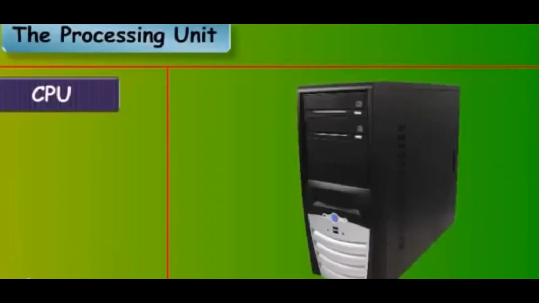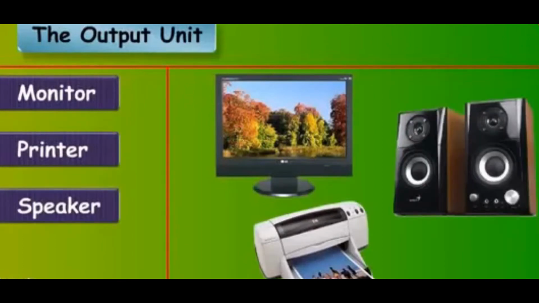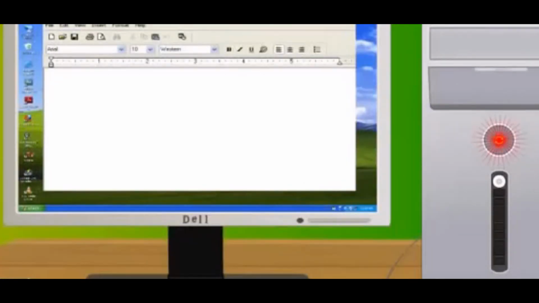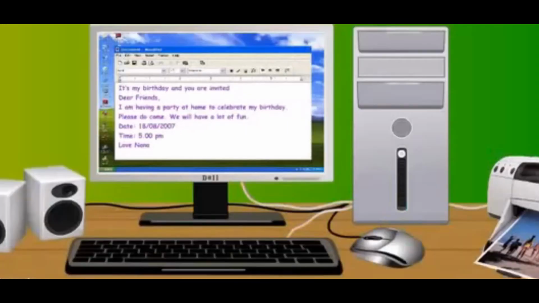The processing unit. The computer system carries out all its work in the central processing unit, that is called CPU. The output unit. The output unit consists of output devices like the monitor, printer, and speaker. The output devices show the result of processing which is known as information. All the parts of the computer which are attached to CPU by wires are known as peripherals.